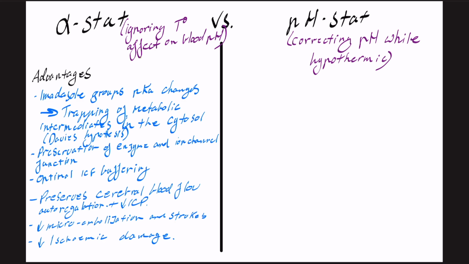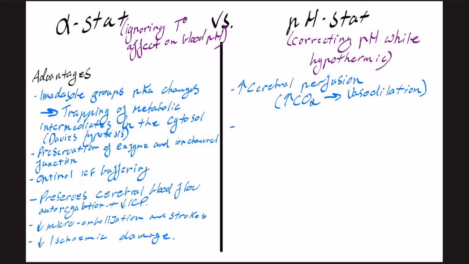The advantages of the pH stat approach is that you do get increased cerebral perfusion because CO2 is a vasodilator. So when you hyperventilate the patient and you increase the CO2 within the system, you're going to get vasodilation. And this isn't just isolated to cerebral perfusion, it's also systemic vasodilation, which also helps with faster and homogeneous cooling as well.